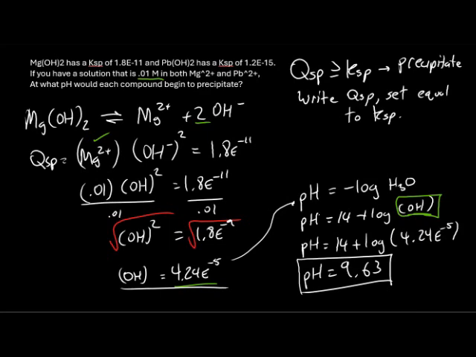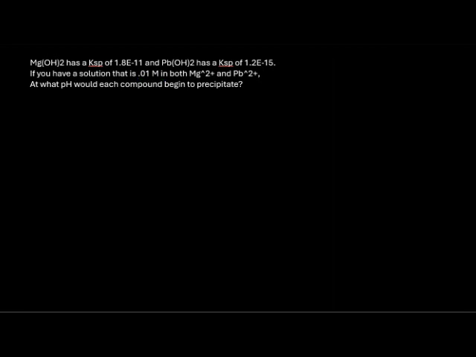All we would need to do is start with pure water and add a small amount of base to it, and then the Mg(OH)2 will begin to precipitate. Now we'll run the same calculation on Pb(OH)2. We can begin by writing an equation for Pb(OH)2.